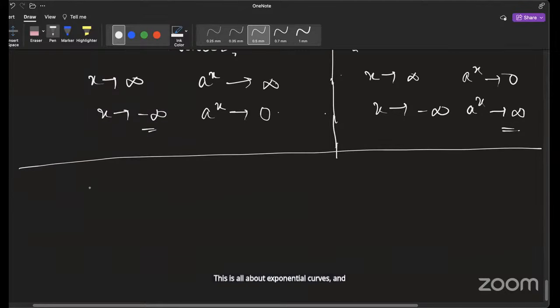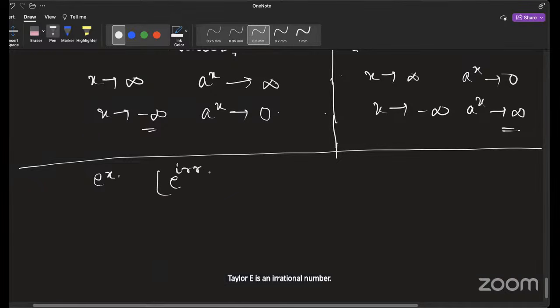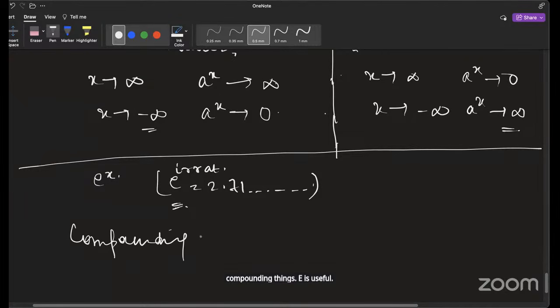And then there is a special type of exponential curve, which is e to the power x. Here e is an irrational number, which is 2.71, and it never stops, so it keeps going on. And how do we use it? We generally use it for compounding things. e is used for compound interest and other compounding questions.